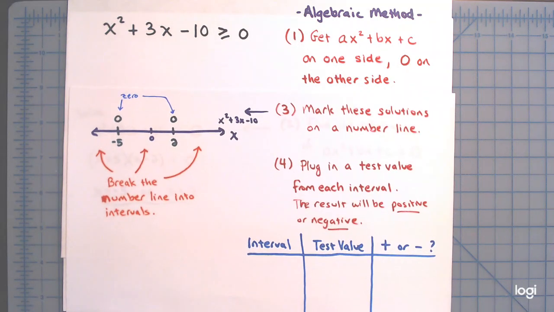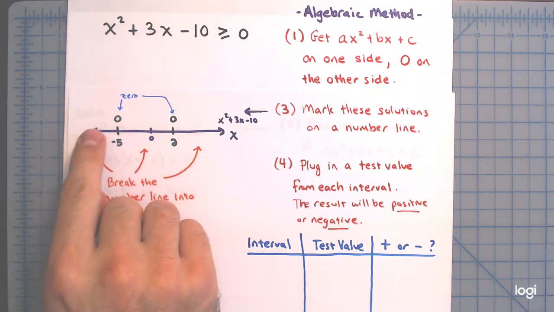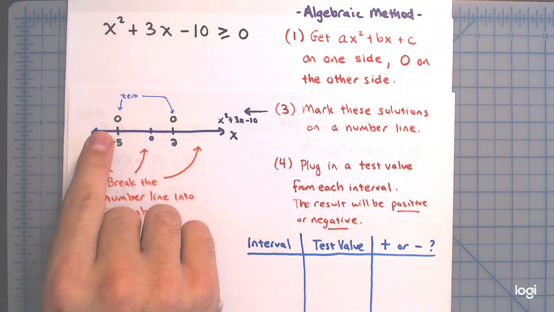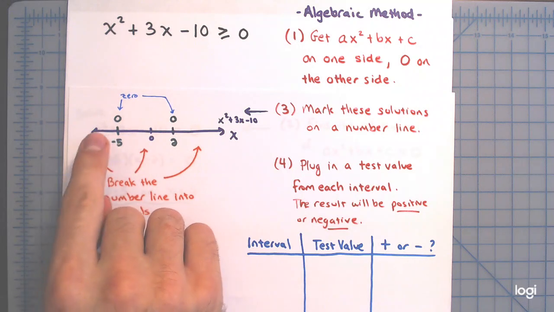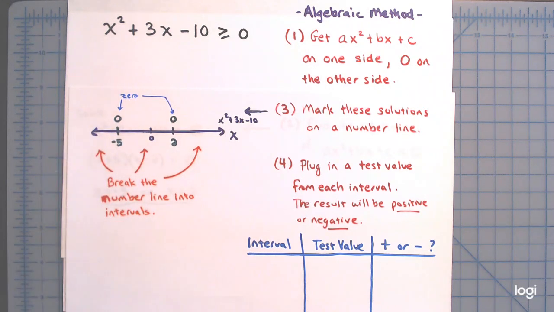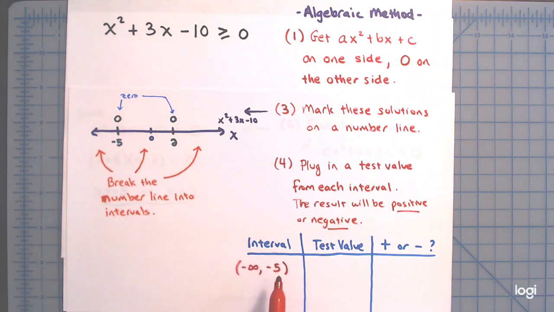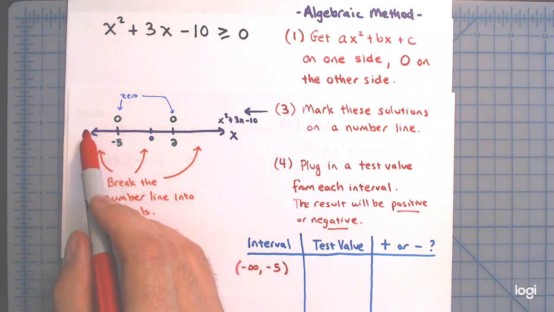So the first interval, I'll go left to right. And I'll write these in interval notation as well. All these numbers to the left of -5, that's the interval from -infinity up to -5, but not including -5. I don't want to use -5 or 2 here. So again, parentheses, this is interval notation. So pick a value. Say -6.